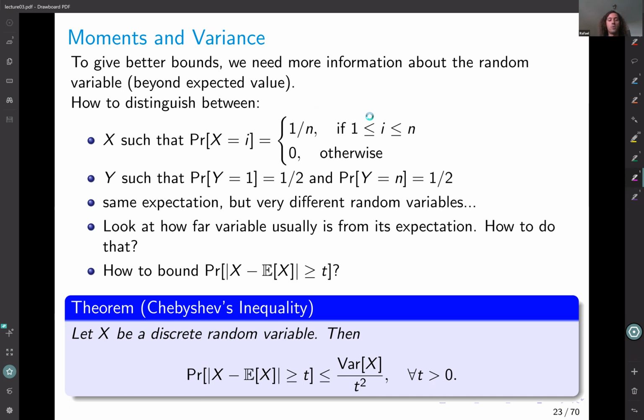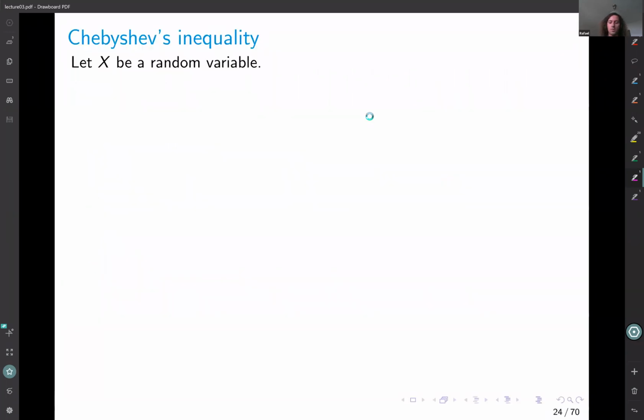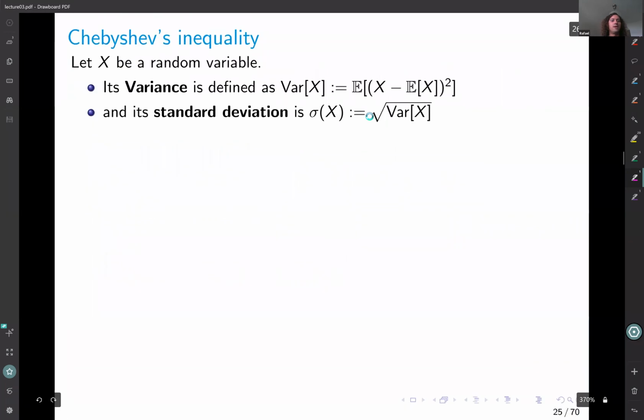For those who don't know what variance is, we're going to learn about it now, and we're going to learn about moments. So, let X be a random variable.